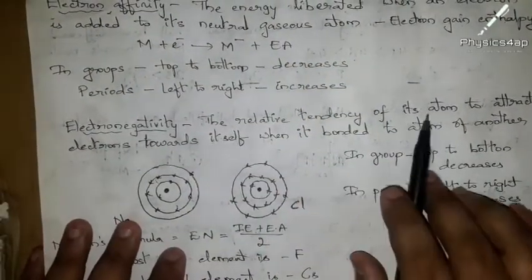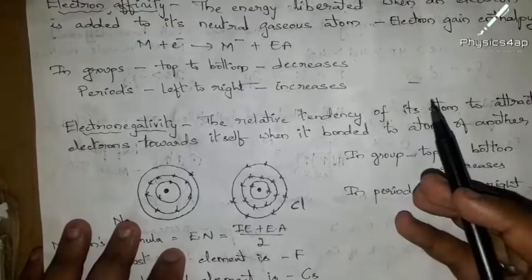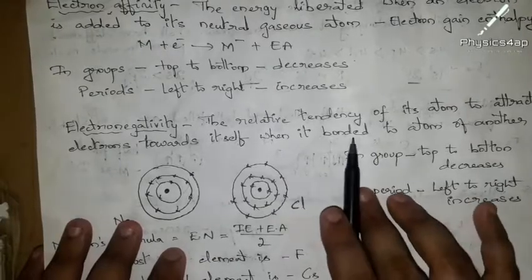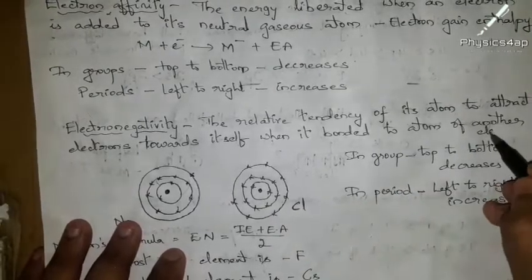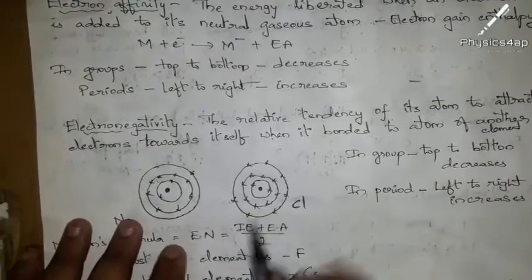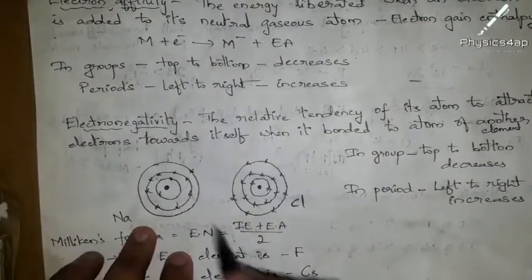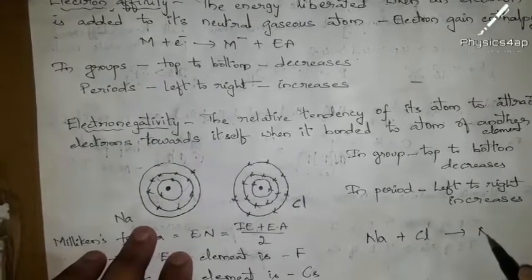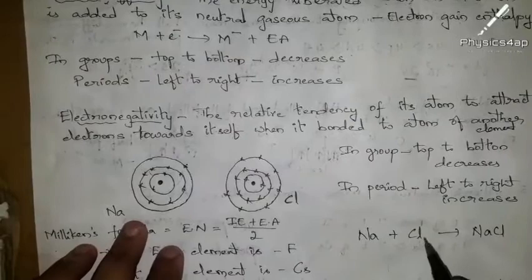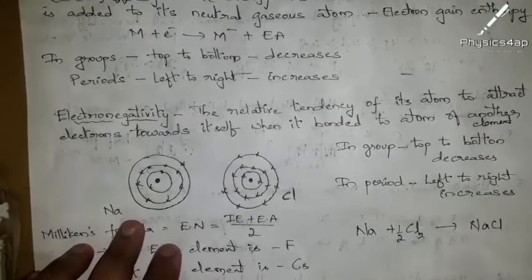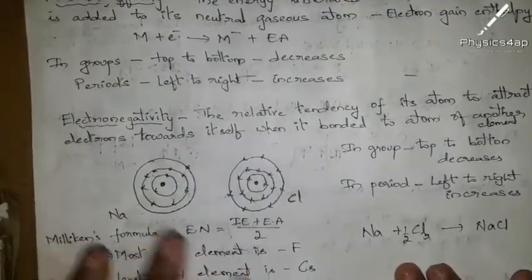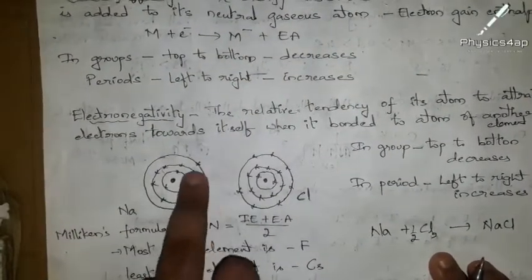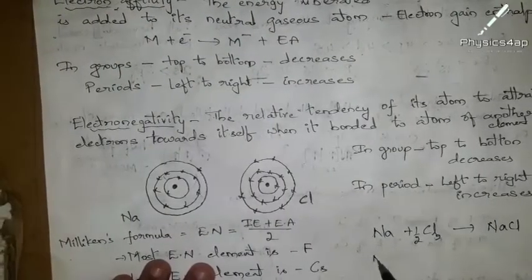Now for example, if we take Na and Cl, when they combine together we get NaCl, right? So how does this occur? The electron present in the sodium should be removed, so it becomes Na+1. Now the electron should be added to chlorine, so it becomes Cl minus. Now the plus and minus combine to form NaCl, right?